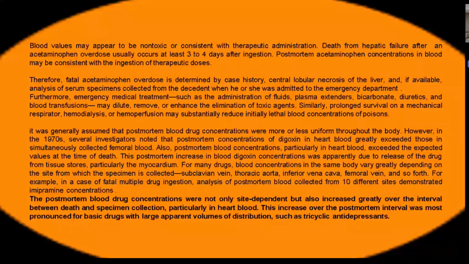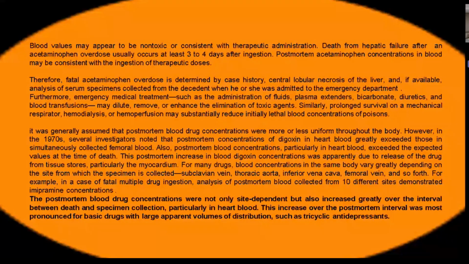Also, medical emergency treatments, like administering fluids, plasma extenders, bicarbonates, diuretics, and blood transfusion, dilute and remove the toxic agent, because they are treating the person. The toxins should be eliminated from the body of the patient. Upon prolonged survival, or after respiratory support, hemodialysis, or hemoperfusion, the lethal blood concentration decreases. The amount of poison is decreased because they are diluting it and trying to move the poison out of the patient's body.